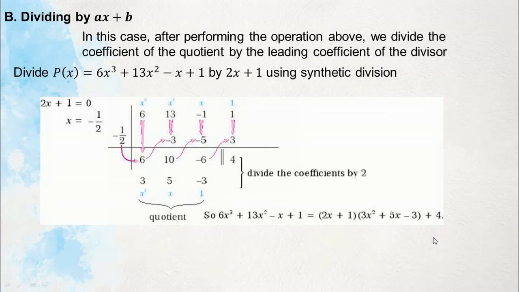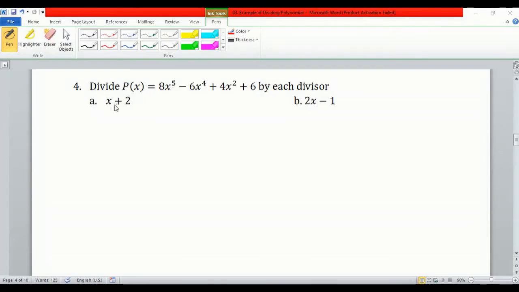So without further ado, let's jump to another example. Example number 4, divide p(x) equal 8x power 5 minus 6x power 4 plus 4x squared plus 6 by each divisor: a, x plus 2, b, 2x minus 1. Remember that we are talking about synthetic division, so we will use synthetic division. Is it okay if you use another way? Yes, of course, because they are not asking for a specific way. But here, let me try to answer with synthetic division or the Horner method.